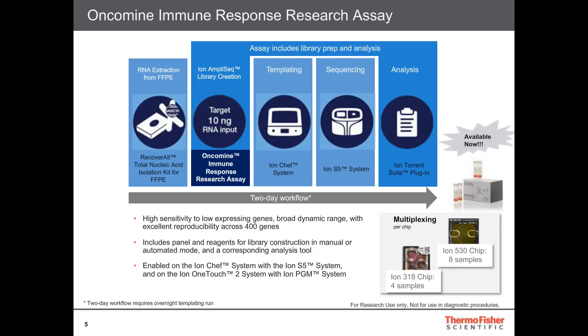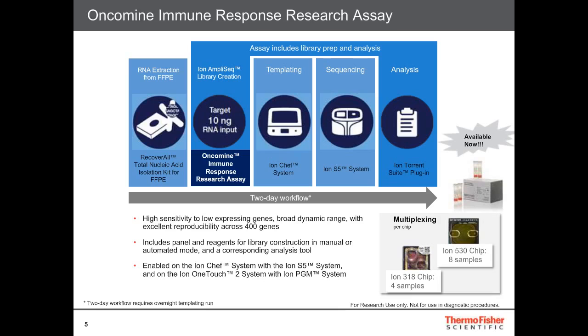The common thread in all of these assays, in all of our AmpliSeq and Oncomine assays, are RNA extraction from FFPE samples for RNA assays, templating and sequencing, and these are identical for all of our assays. And then this assay, along with our other assays, has specific designs to enrich for the targets that we're most interested in and for analyzing the data.